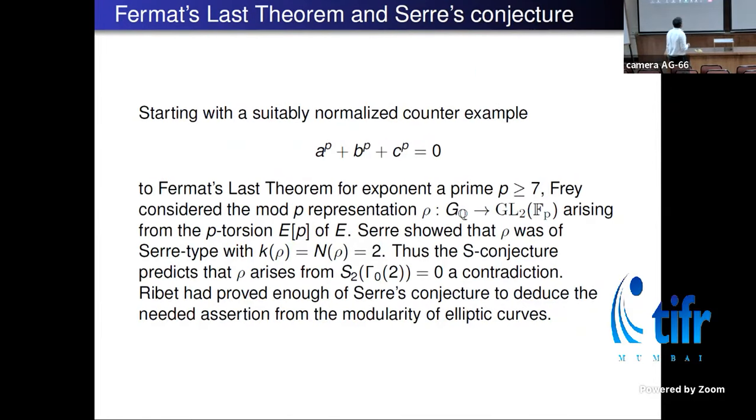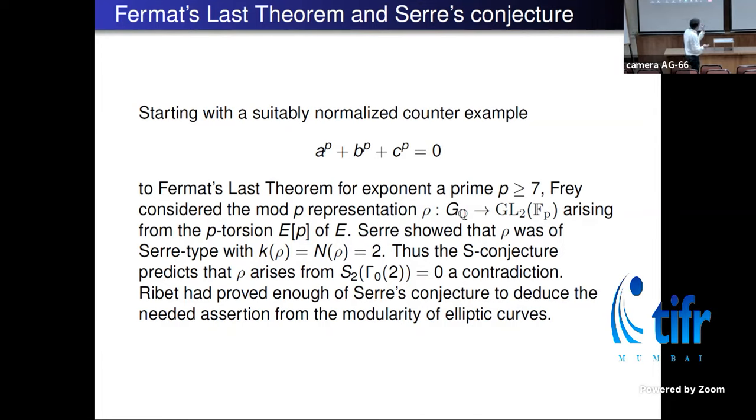Okay, so what is the connection of Fermat's last theorem and Serre's conjecture? Suppose you start with a counterexample to Fermat's last theorem. So suppose you have a to the p plus b to the p plus c to the p equal to 0 for p a prime bigger than, let's say, 7. Then Frey looked at the elliptic curve y squared equal to x minus a to the p times x plus b to the p. Anyway, you write down some elliptic curve coming from this triple of solutions.